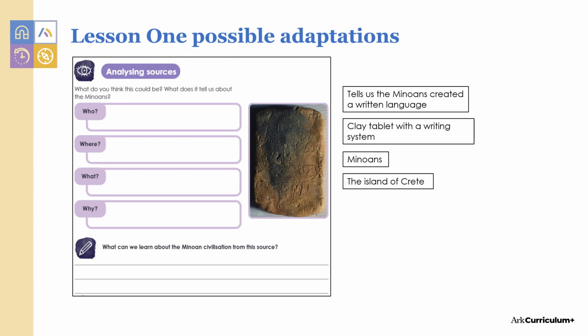In this activity, pupils analyse a source using the questions who, where, what and why to guide them. To support pupils, you could use the answer slide to create information boxes for pupils to read and sort through like these ones on the right.